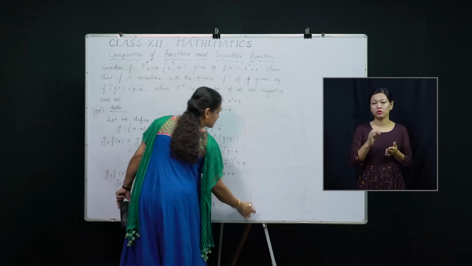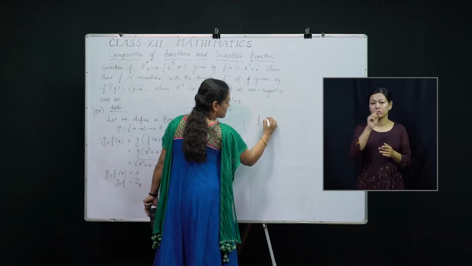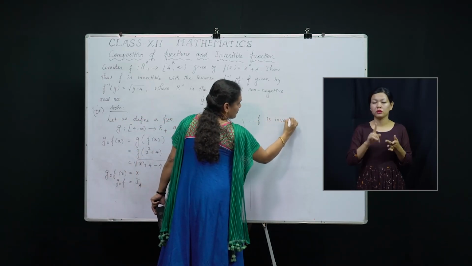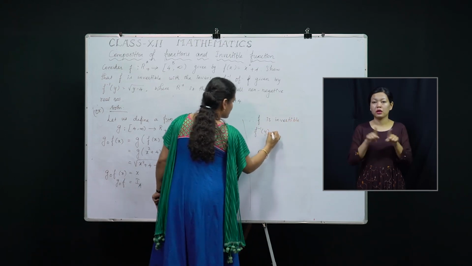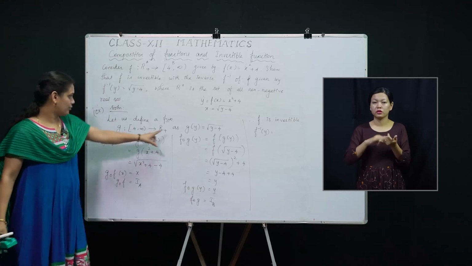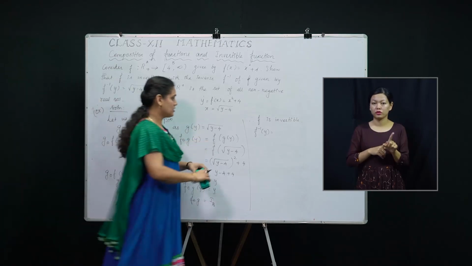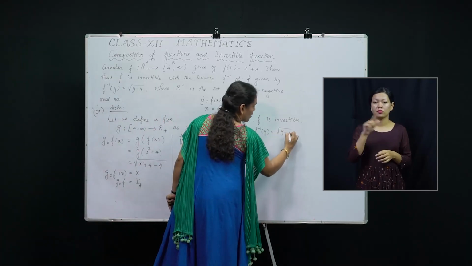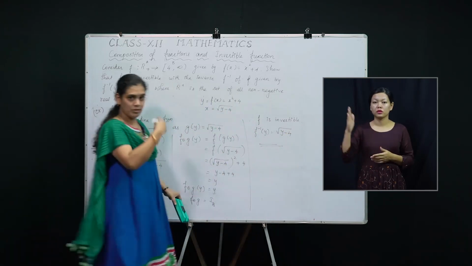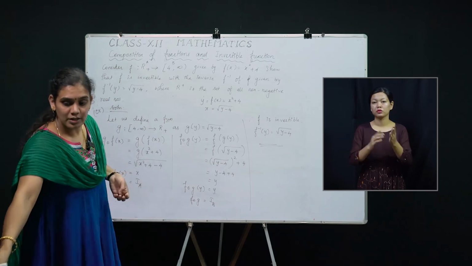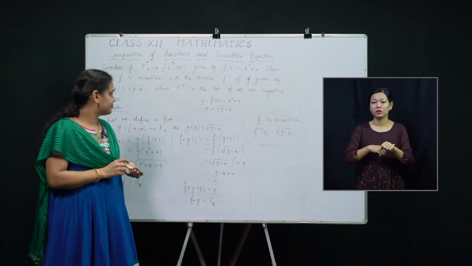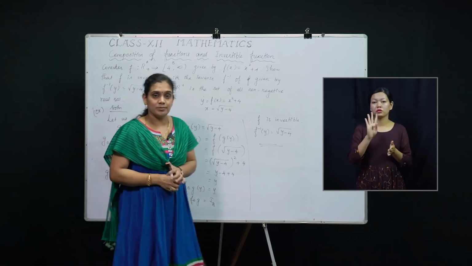Therefore f is invertible. And what is the inverse? F inverse of y is g of y only, right? So g of y is root over y minus 4. By this way or the previous method, you can find the solution. So you will get 4 mark question of this type. That's all. Thank you.